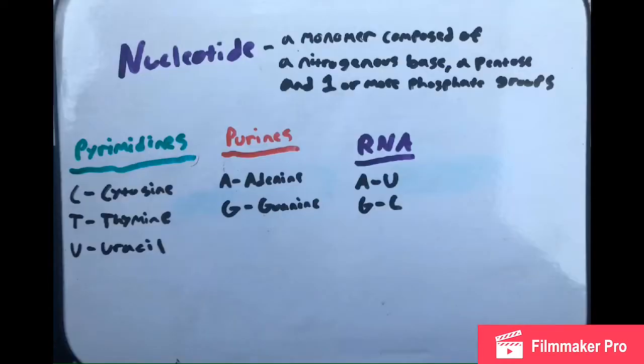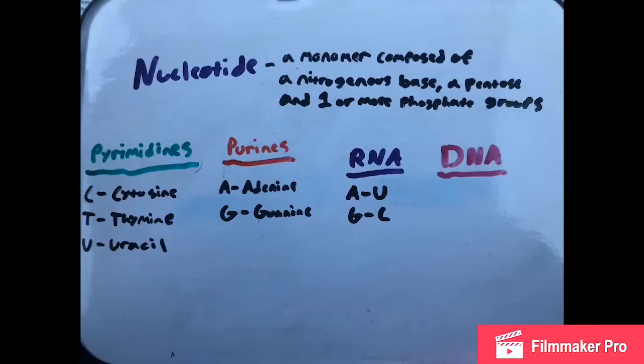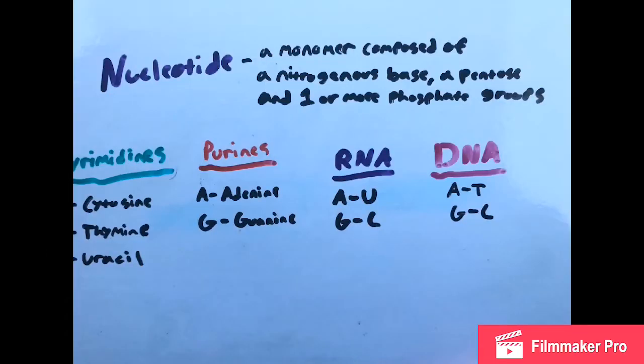In RNA, the nucleotide pairs are A to U and G to C, and vice versa. In DNA, it's A to T instead of A to U, and G to C is the same.